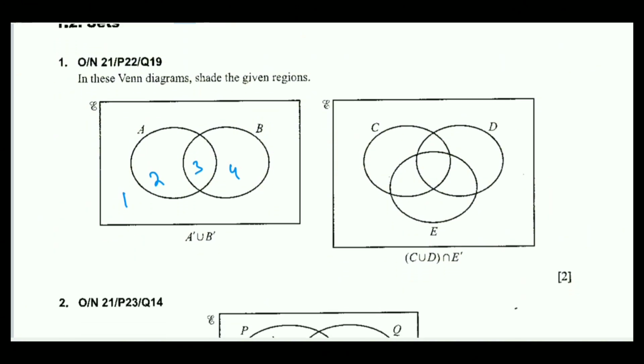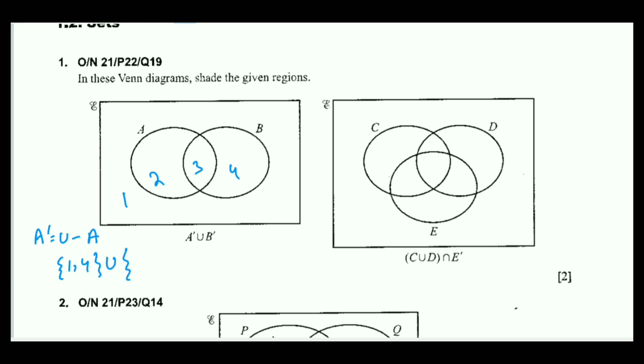Now find A complement union B complement. How to find A complement? A complement means U minus A. A complement means not A. You can also say all the values except A. So not A means 1 and 4 are left. So A complement is 1 and 4.